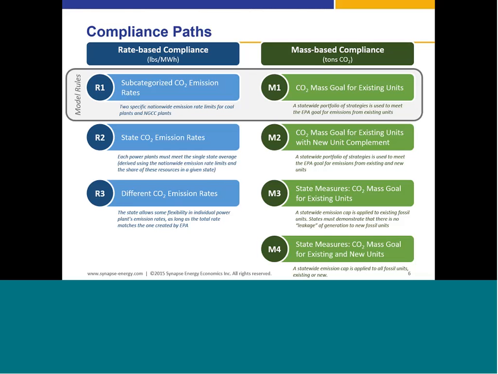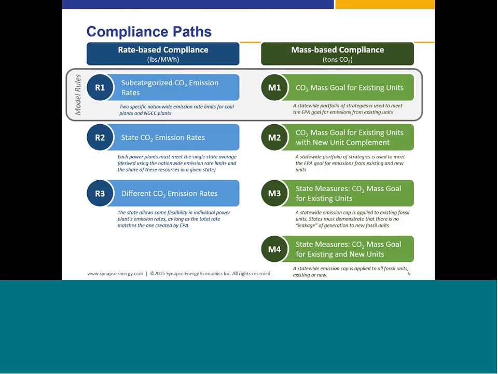In the second path, EPA has calculated a state average for these rates. So states that choose this compliance path apply the same target to all of their units in their state, regardless of the type of technology that is going on at this plant.